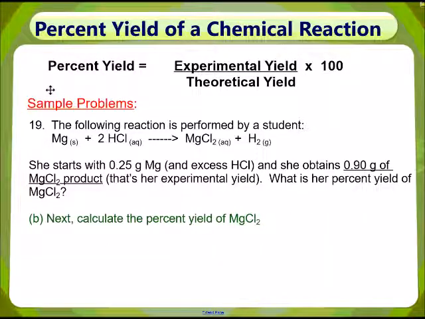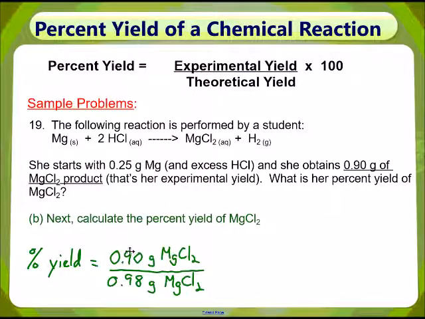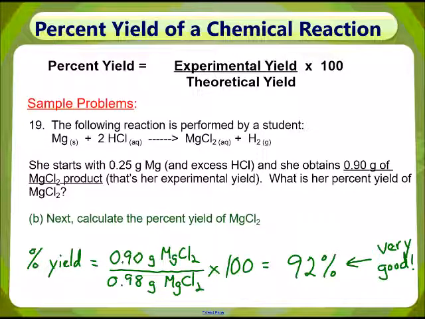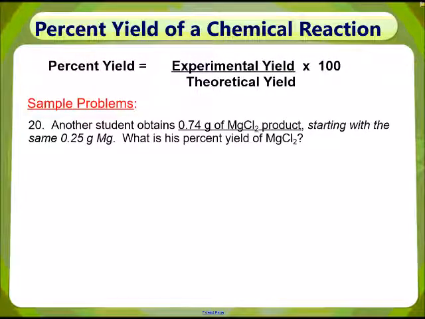Now, we're actually going to calculate the percent yield of magnesium chloride. Percent yield equals the experimental, which is 0.90 grams, that's what she actually got in lab, over the theoretical. The most she possibly could have gotten was 0.98. And then we're going to multiply that times 100. So when we do the math here, she got a percent yield of 92%. Now, this is very good. Very, very good.